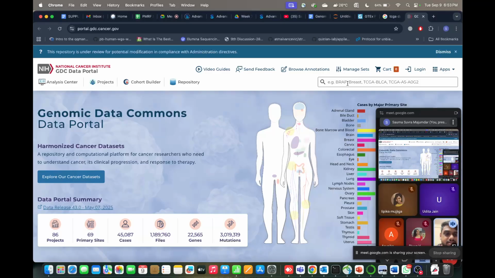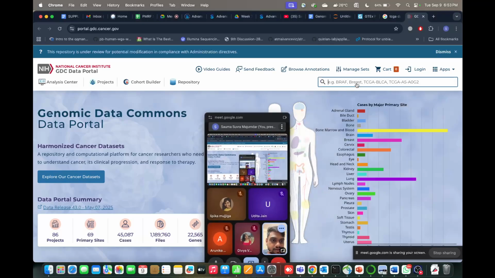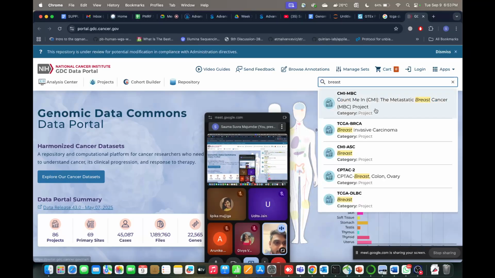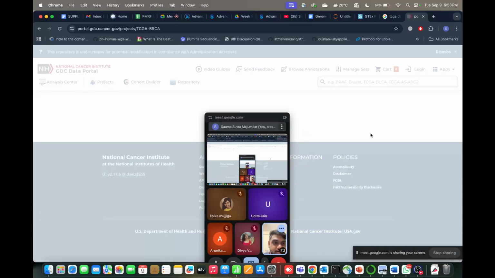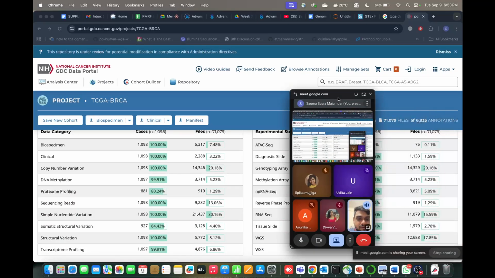But in some cases, say for example, let me type breast cancer. So these are different projects, right? So let's take TCGA BRCA. So they studied the BRCA gene, which you know is an important part of breast cancer. So they studied this gene, and these are your different types of data available.